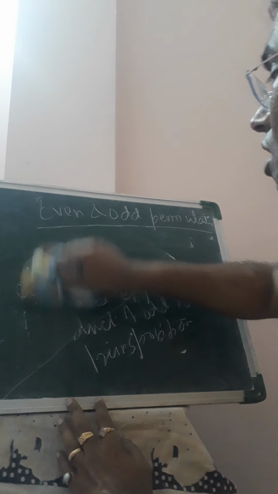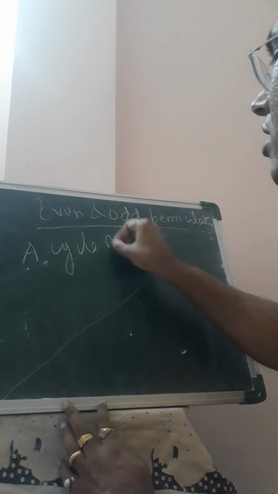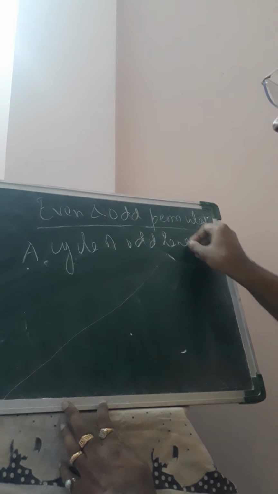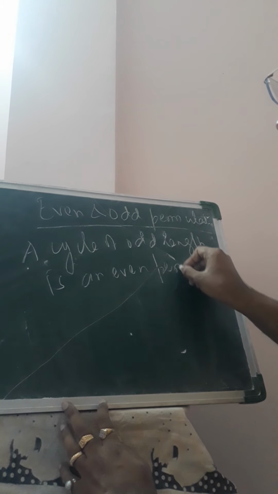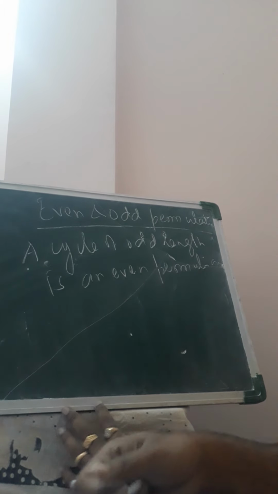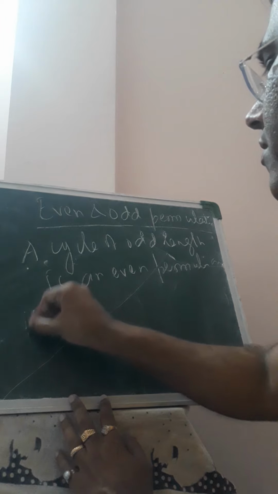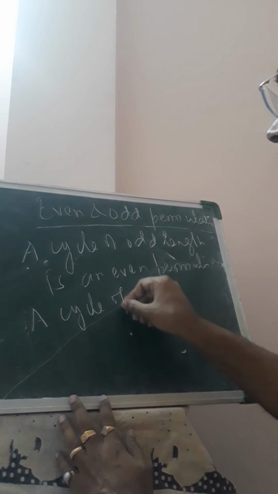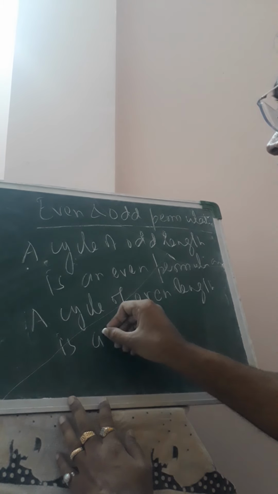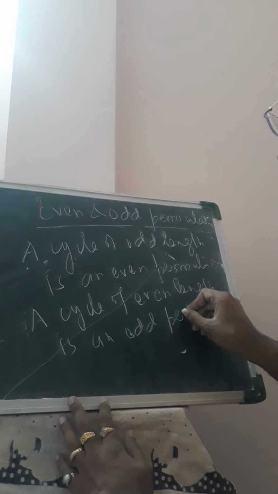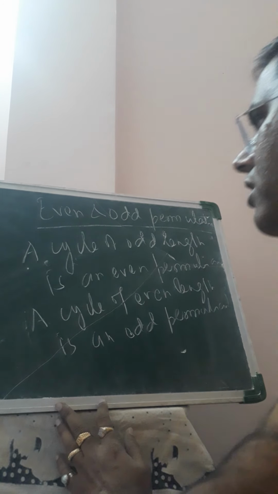Hence, a cycle of odd length is an even permutation, since if a cycle is of odd length, then it can be expressed as a product of an even number of transpositions, and a cycle of even length is an odd permutation, since a cycle of even length can be expressed as a product of an odd number of transpositions.